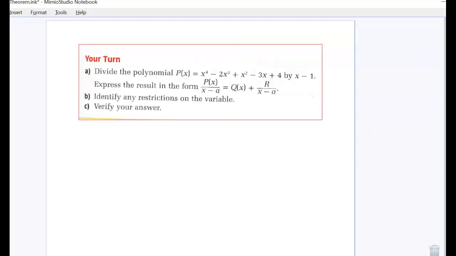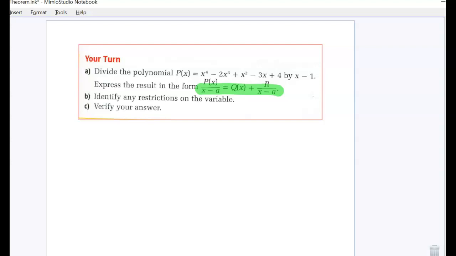All right, so let's go through the next example. It says we want to divide the polynomial p of x by x minus 1, express it in the form that we're used to here, and then we're going to identify any restrictions on the variable, and then we're going to verify that our answer is correct.